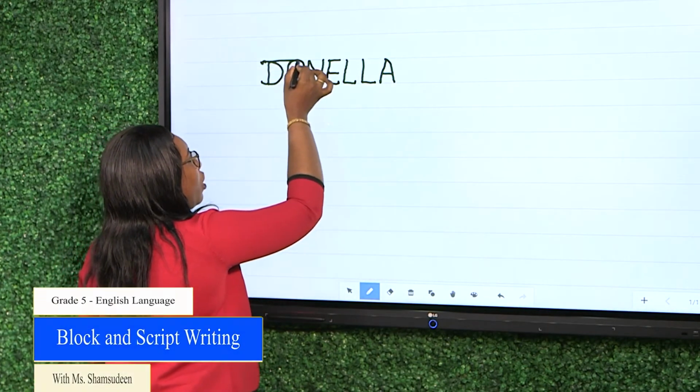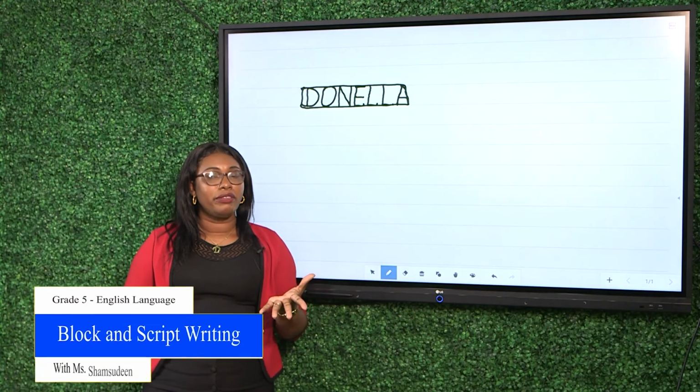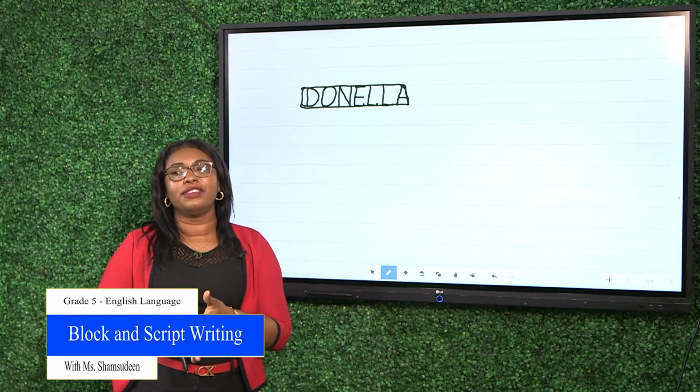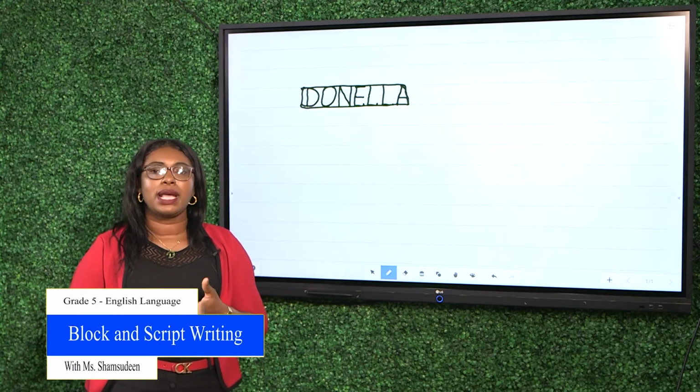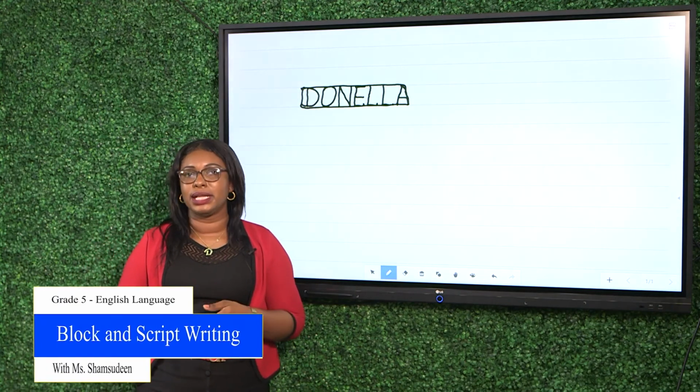So if we draw, we see, so the name there is written in block formation. All of them capital. There are no short letters. They all have the same height. So for block writing, as I said, it is a style of script writing. But in this case, we only use capital or uppercase letters.